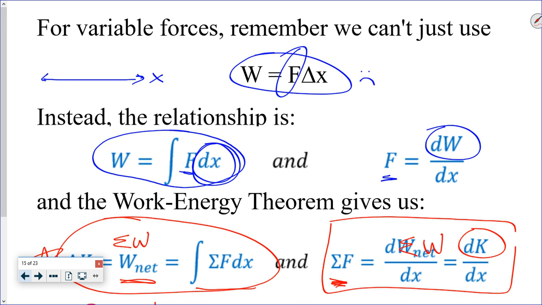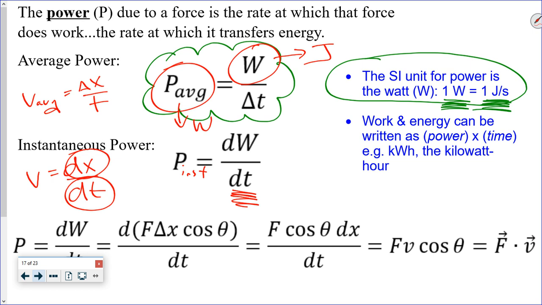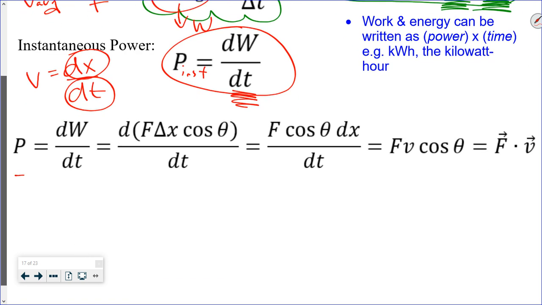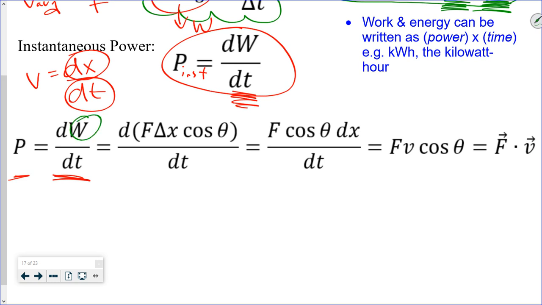dW/dx is force. dW/dt is power. Please, please, please watch out for that distinction. Okay? So if power is the derivative of work with respect to time, watch what we're going to do here. We're going to replace work with the equation for work: force times displacement times cosine of theta.